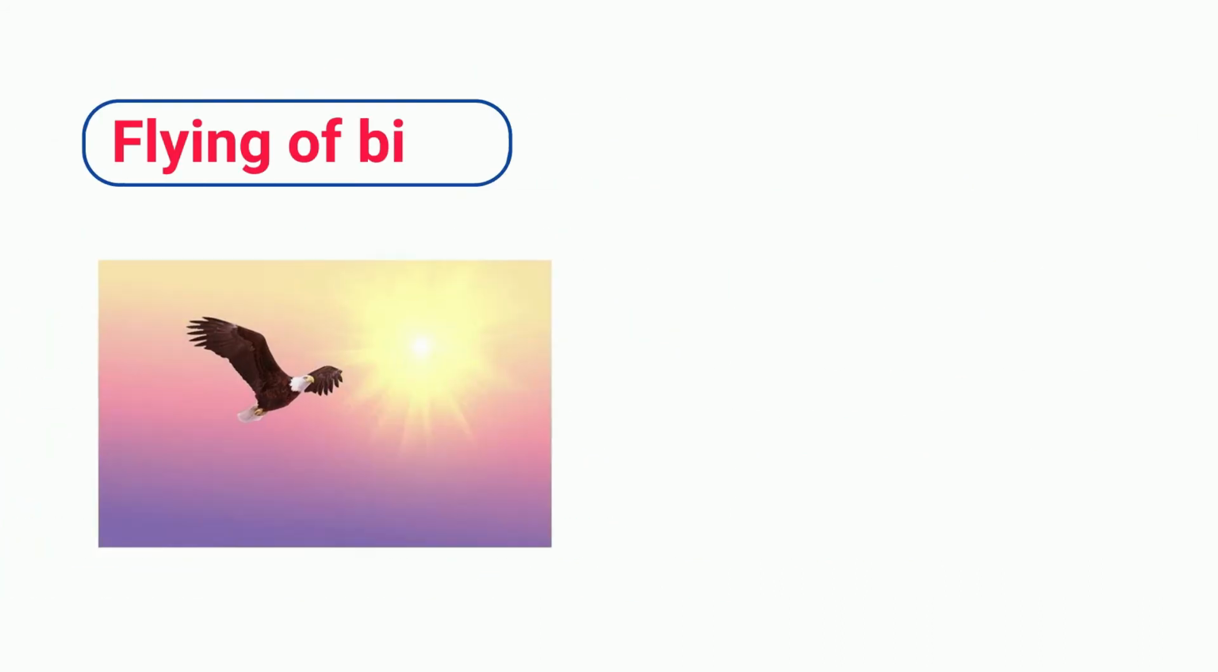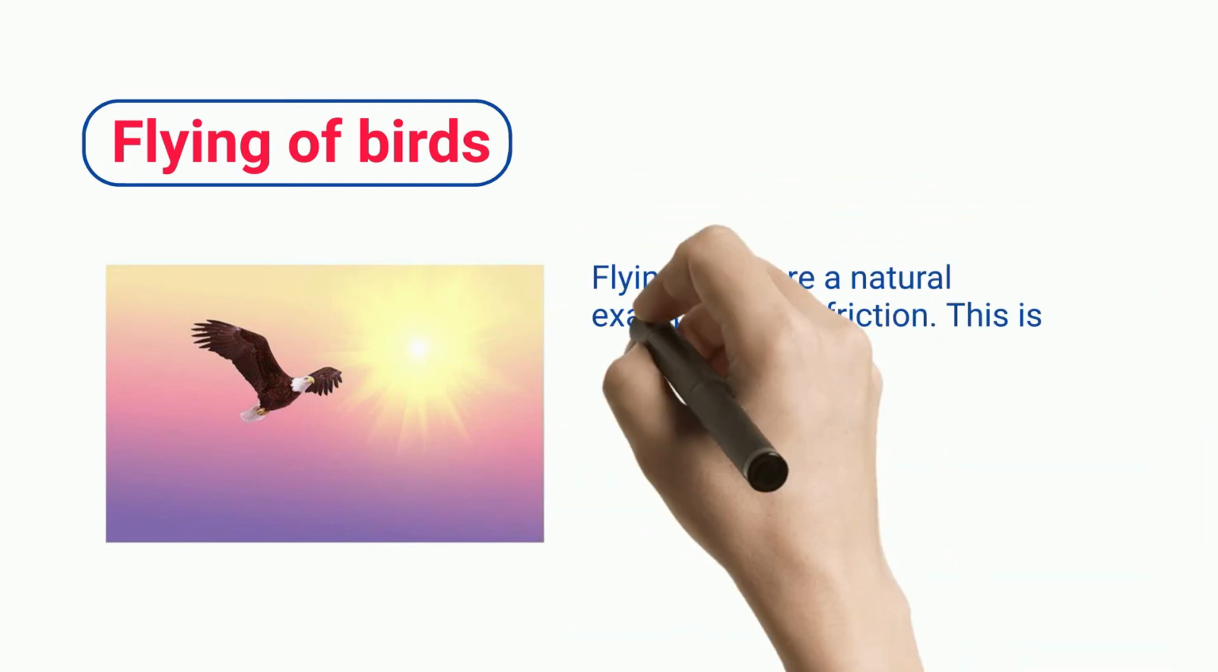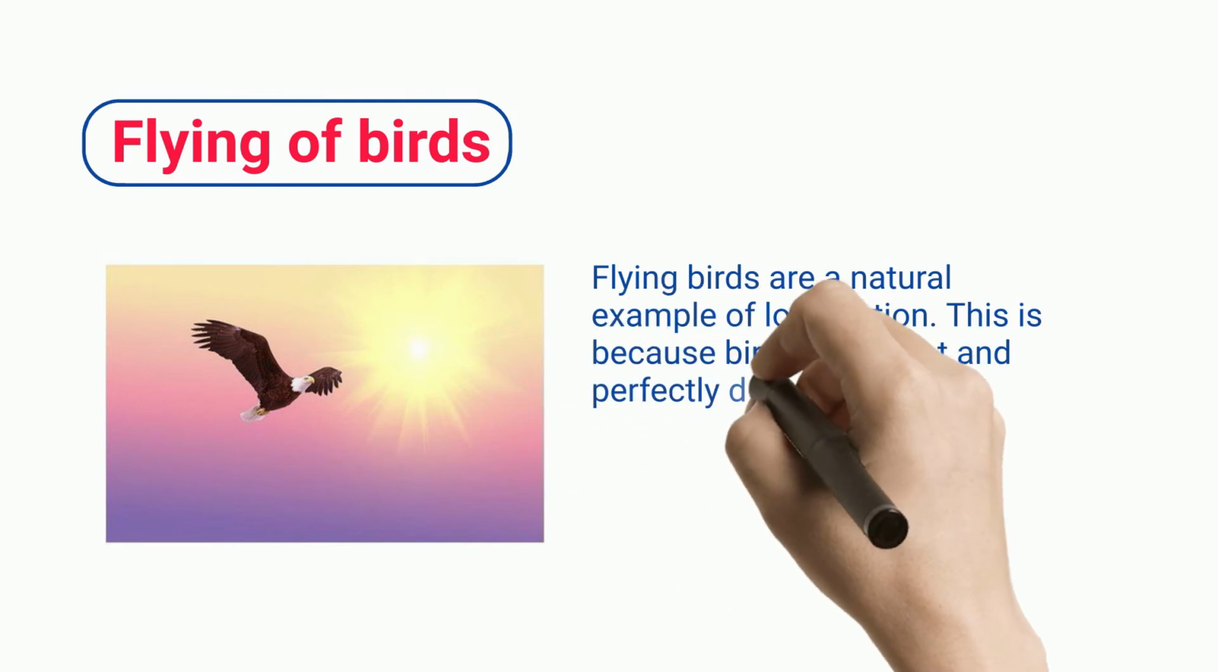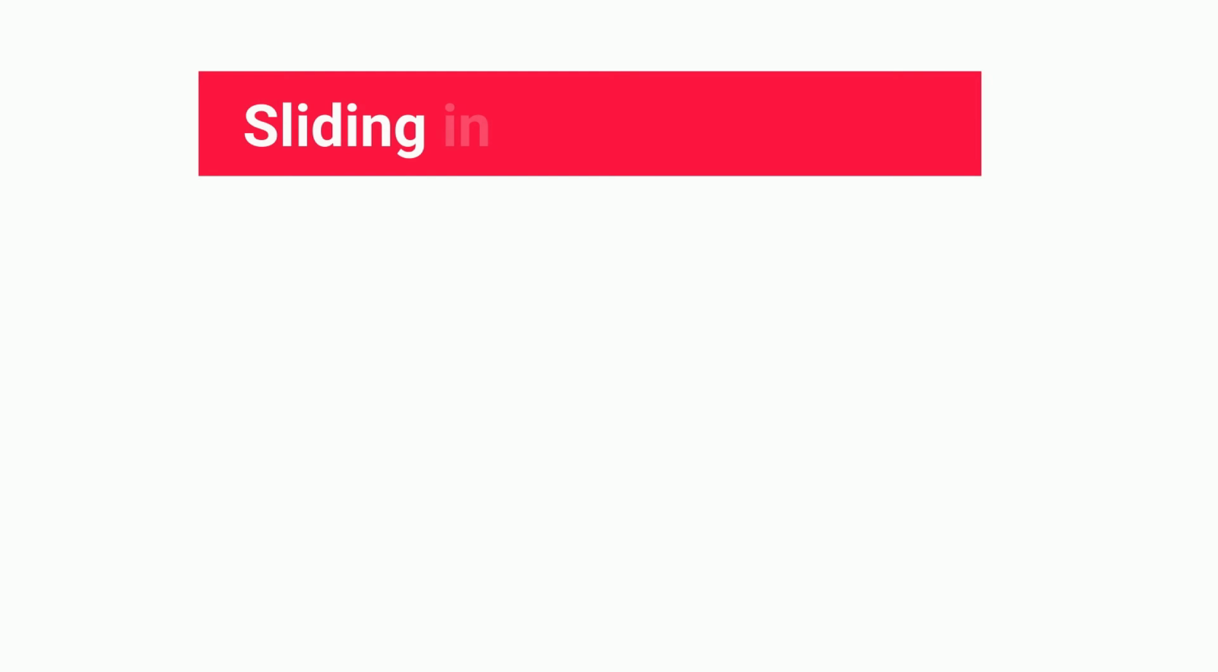Flying of birds. Flying birds are a natural example of low friction. This is because birds have a light and perfectly designed body to reduce friction. Sliding in amusement park.